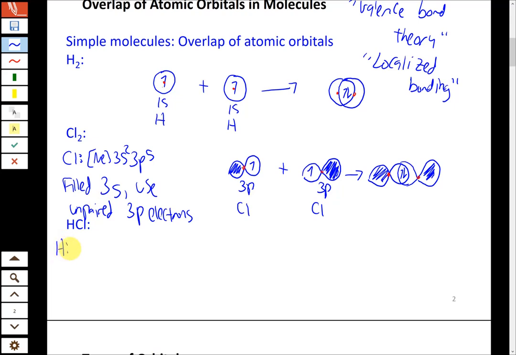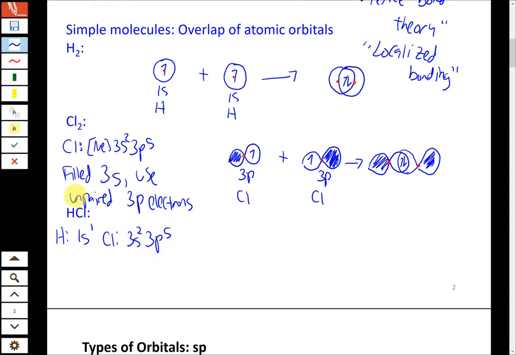we have hydrogen and chlorine, where hydrogen, as we said, is 1s1. Chlorine has 3s2, 3p5 valence electrons. And so in this case, you're going to use two different orbitals to overlap: a 1s orbital from hydrogen, where its valence electron is, and then a 3p orbital from chlorine, where its unpaired valence electron would be. So you have your hydrogen, 1s. You have your chlorine, 3p. And those two can come together to make HCl, where you're going to have the s orbital on hydrogen overlapping with the p orbital on chlorine.